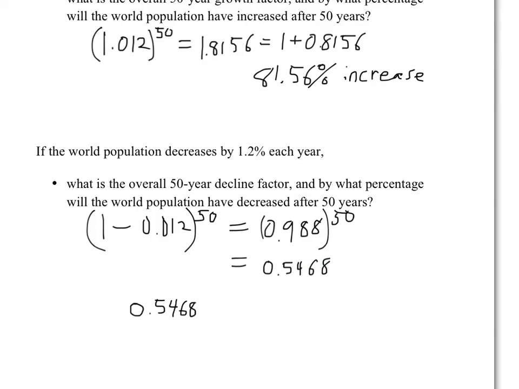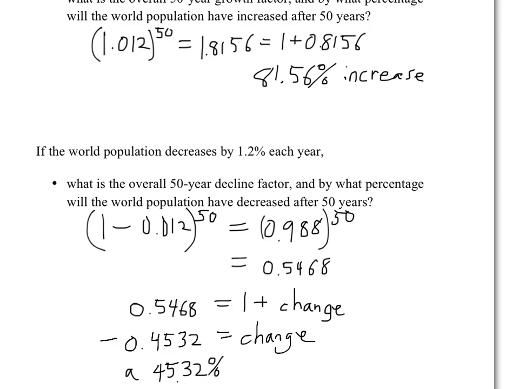That means that we have to compute, as we did earlier, that the growth factor equals 1 plus the change. Any growth or decline factor has this interpretation. It's always 1 plus the change, and that change is indeed going to turn out to be negative, which is how we know that it's a decline. So we find how great that change is by subtracting 1 from both sides, and sure enough we find that the change in decimal form is negative 0.4532. In other words, there has been a decline of 45.32%. That is how much the population will have decreased.